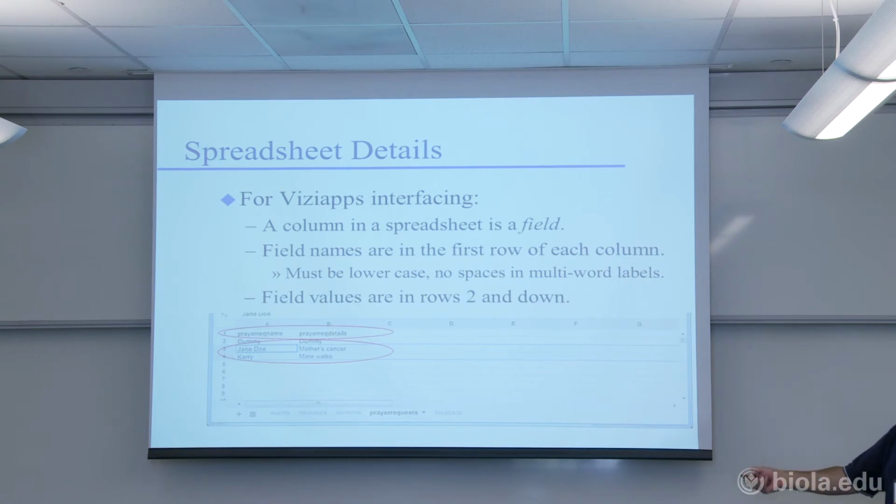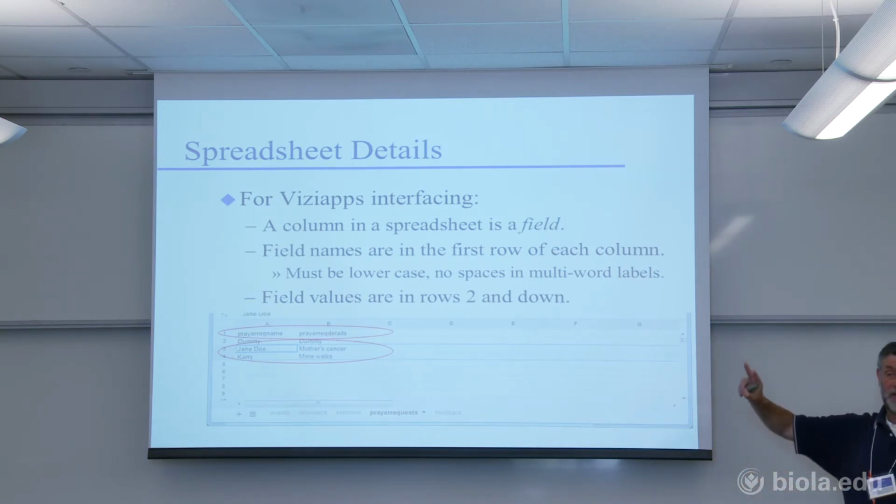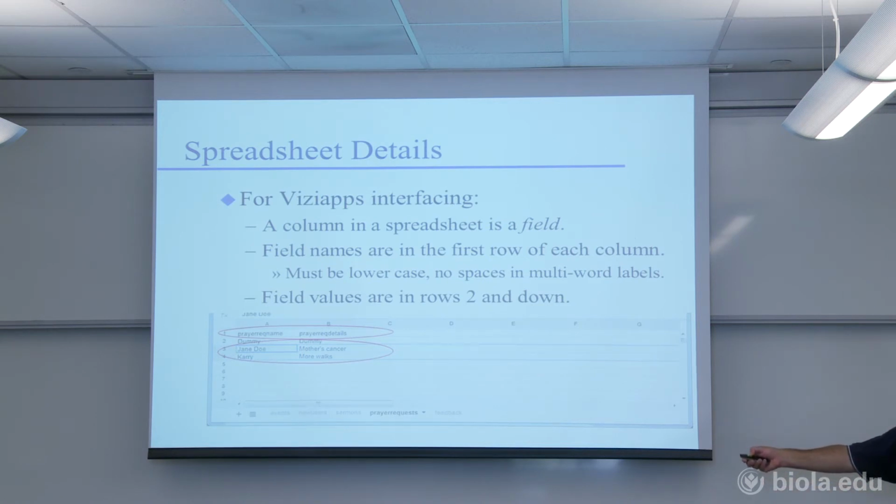So for example, what we see here, I'm in the prayer requests worksheet, and I have two columns. One of them is called prayer rec name, and then there's prayer rec details. So these are the two pieces of information that somebody's going to enter when they enter a prayer request in the app. I want to know who you are and what you're asking for. You notice, so row 1 are the field labels. Rows 2 and down are the real data.